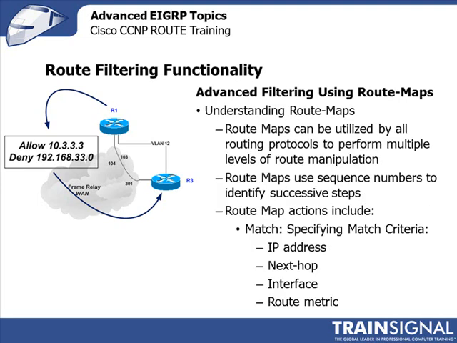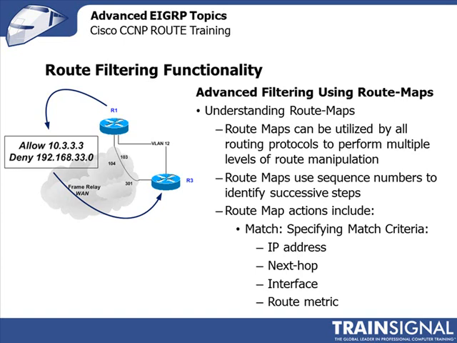Route maps are the final way of being able to use route filtering technologies. It gives you more flexibility, not as much in EIGRP as in other routing protocols, but it's still there. There's a variety of manipulation and route functionality that can be performed. There are sequence numbers in use. In other words, you could do 10, 20, 30 to be able to create a whole list of things in a route map to evaluate and execute.